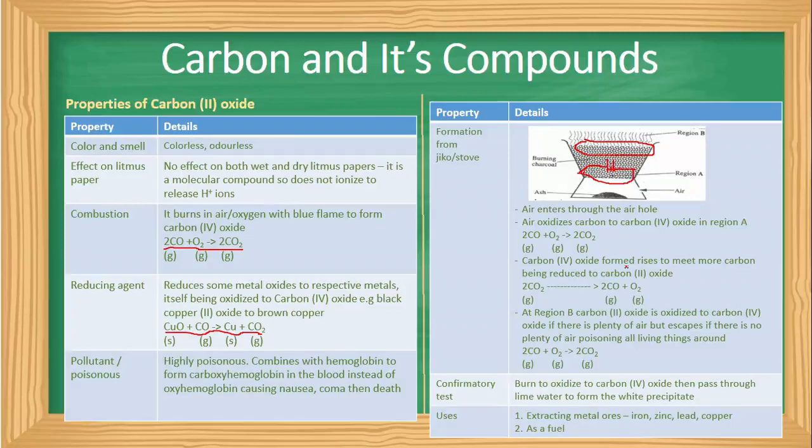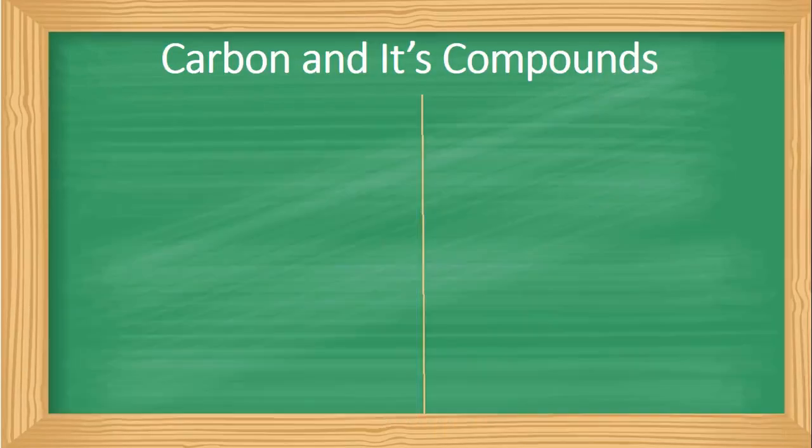The confirmatory test for carbon 2 oxide is that you burn it in oxygen to form carbon 4 oxide, which you now pass through lime water to confirm that it produces a white precipitate. So, uses of carbon 2 oxide: one, it's used to extract metal ores such as iron, zinc, lead, and copper, and it is also used as a fuel.